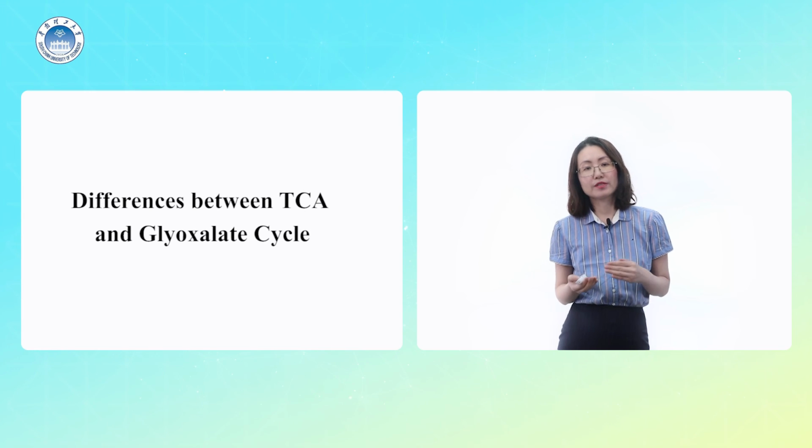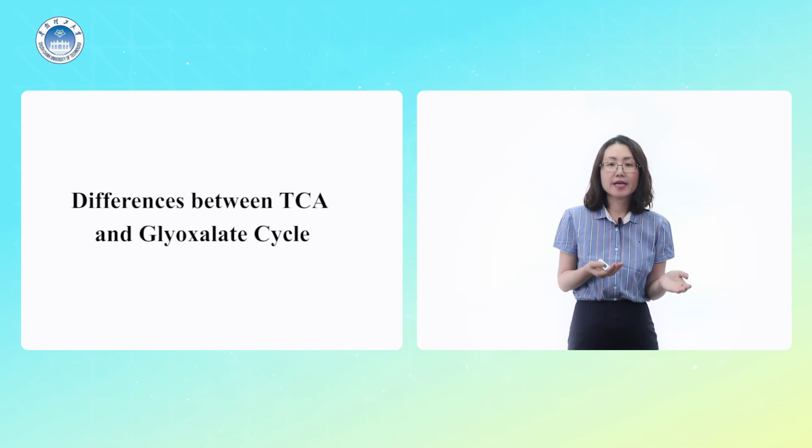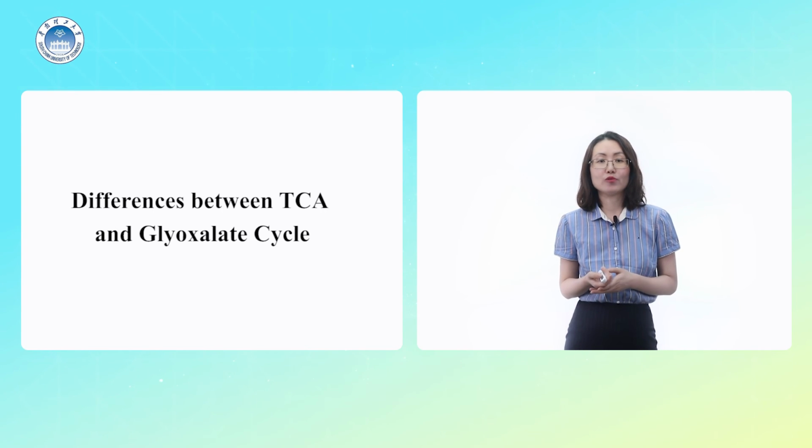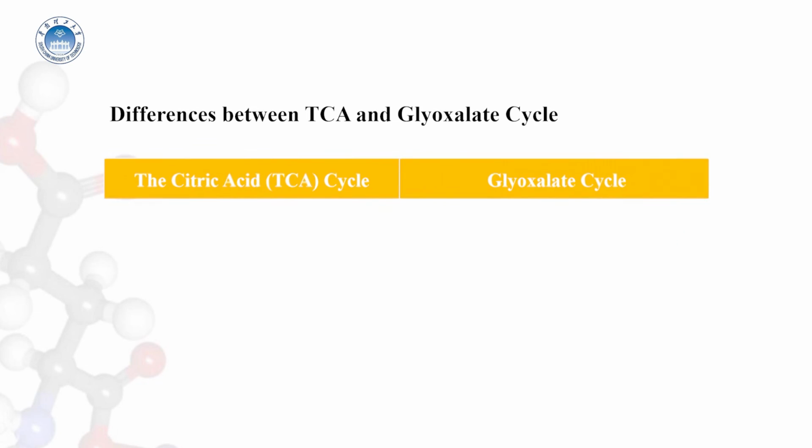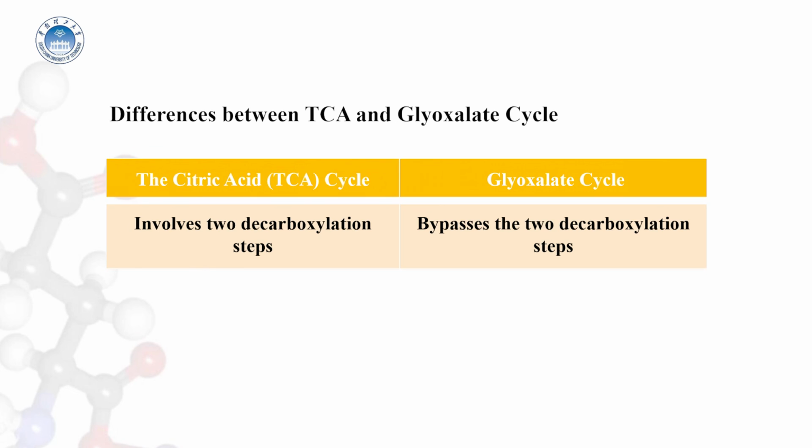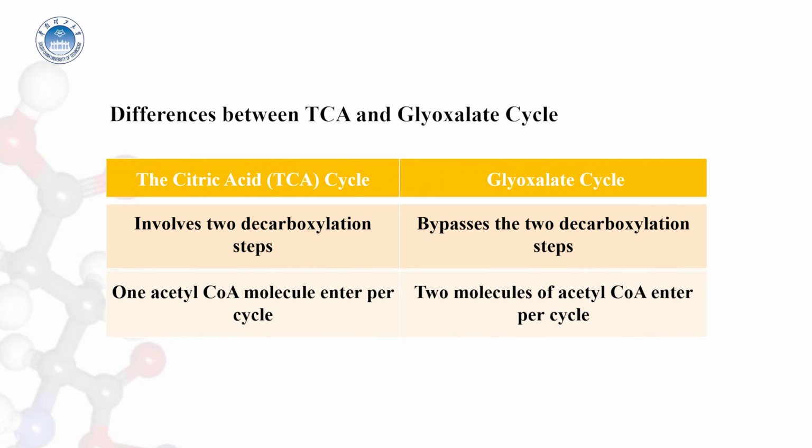So let's talk about the differences between the TCA and the glyoxylate cycle. This cycle is similar to the TCA cycle, but bypasses the 2 decarboxylation steps of the TCA cycle. Another significant difference is that 2 molecules of acetyl-CoA enter per turn of the glyoxylate cycle compared with 1 in the TCA cycle.